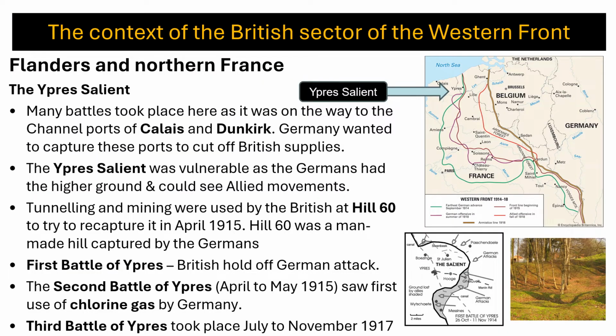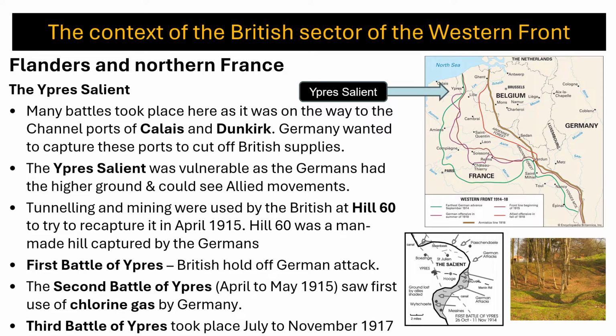Okay, so in Flanders and northern France, we had the Ypres salient, or Wipers, as the British soldiers called it. Now, many battles took place here because it was on the way to the channel ports of Calais and Dunkirk. Germany wanted to capture these ports in order to cut off British supplies. Now, the Ypres salient was really vulnerable because the Germans had the higher ground and could see Allied movements.